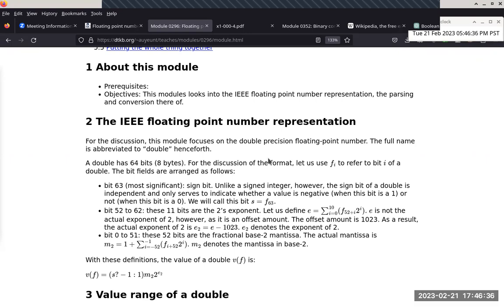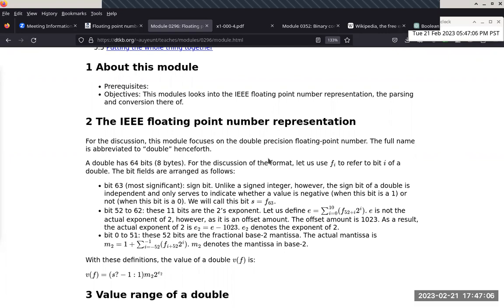This part explains it. So the value of the double, where f is the bit pattern, is basically the sign bit. If the sign bit is a 1, then you use -1. If the sign bit is a 0, then you use 1. So that part is consistent with how we treat the sign bit up to this point, times M2, which is always going to be a value at least 1, but less than 2.